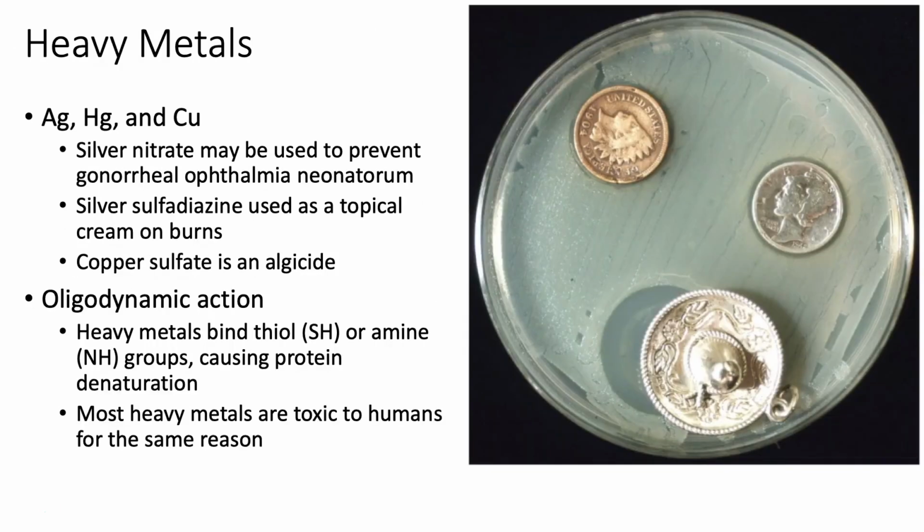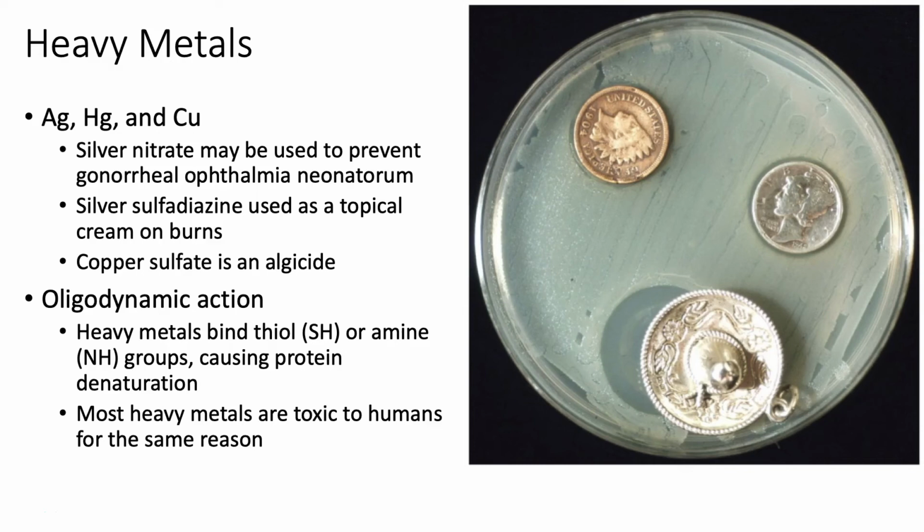Those are any kind of heavy metal that's actually on the periodic table, but the ones that we generally think about that are antimicrobial would be your silvers and your mercuries and your coppers. We see those in lots of different things. Copper sulfate is an algicide. Basically what they're doing is they're able to find thiol groups, which is sulfurs, or amine groups, which are in your DNA and your proteins, and they can denature proteins.